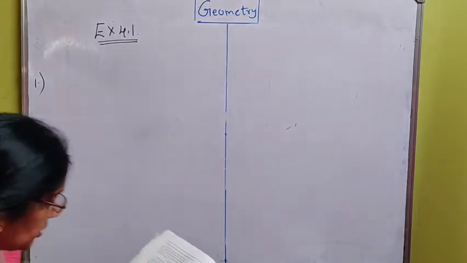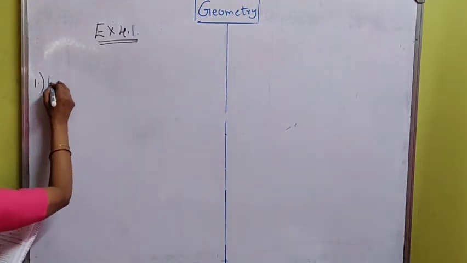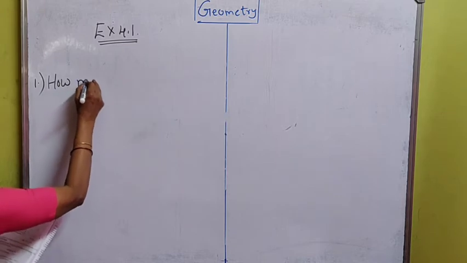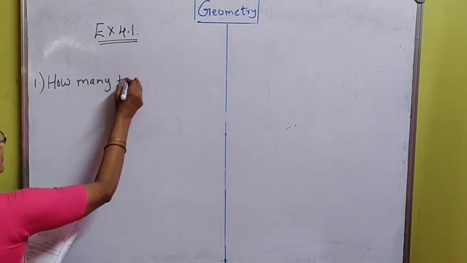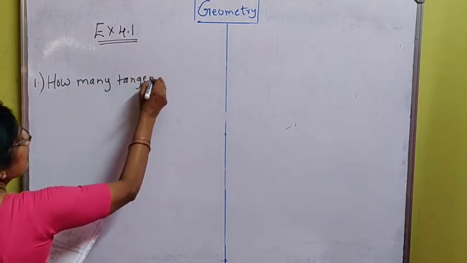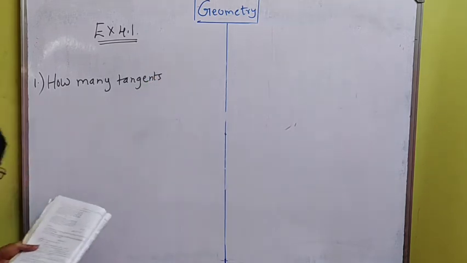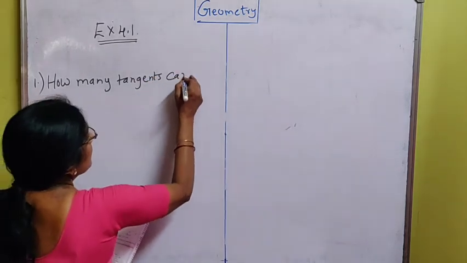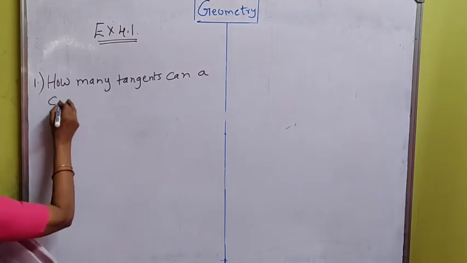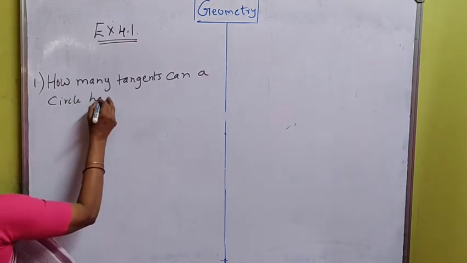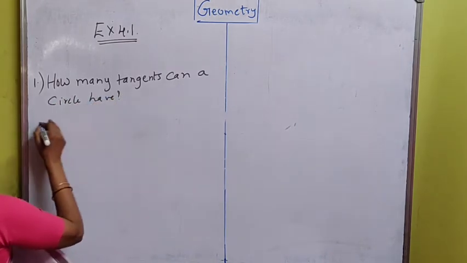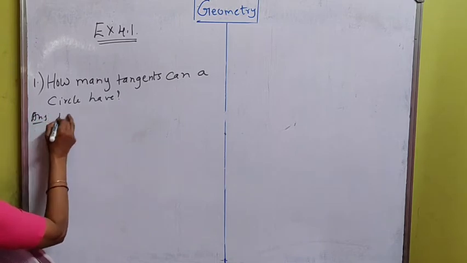So what does the first question ask? How many tangents can a circle have? Very important. So what is the answer?